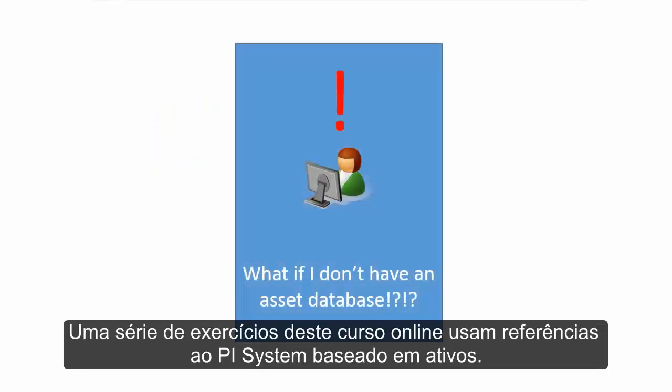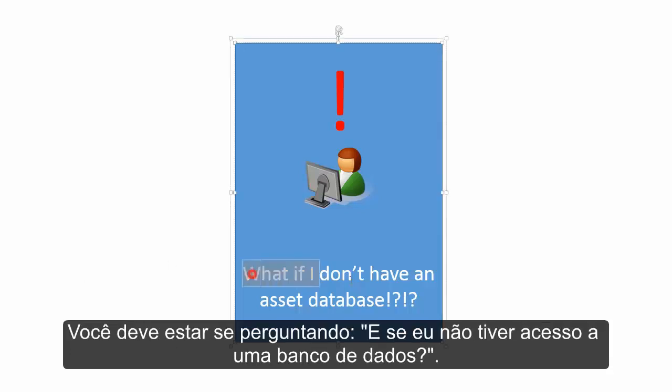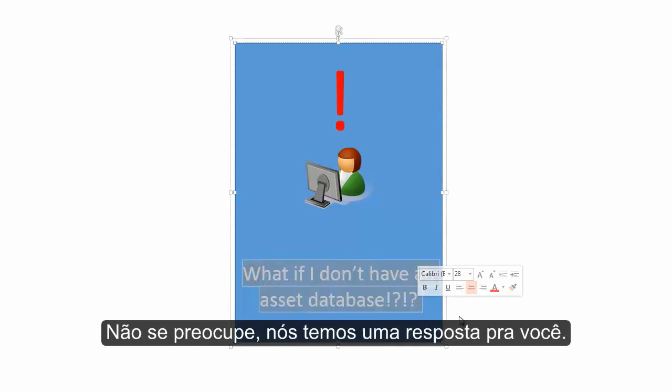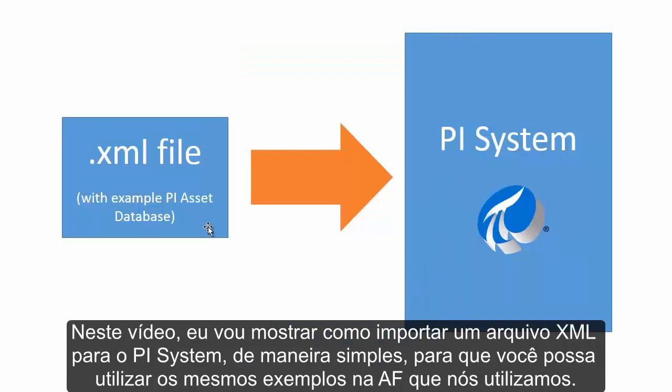A number of the exercises in this online course use asset-based PI System references. And you might be asking, well, what if I don't have an asset database? Well, never fear, we actually have an answer for you. So in this short video, I'm going to show you how to take an XML file that we provide and import it into the PI System really easily so that you can use all the same examples in AF that we're using.